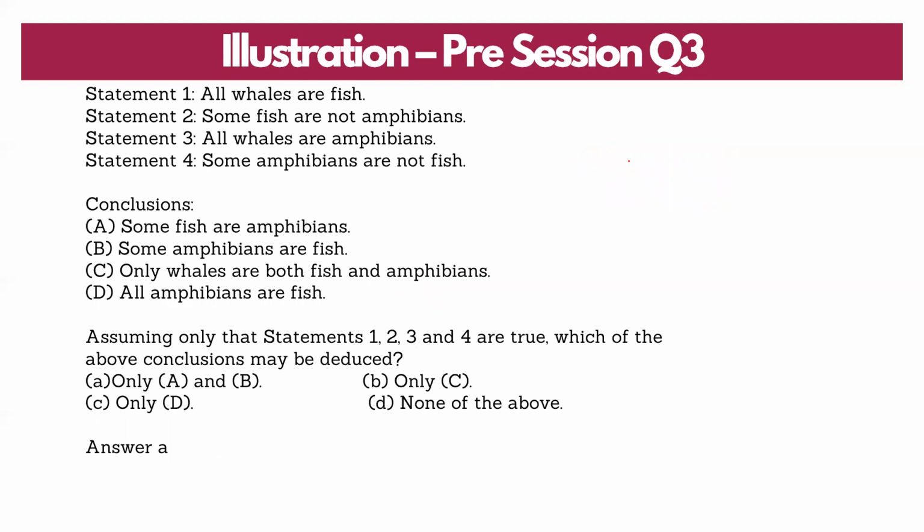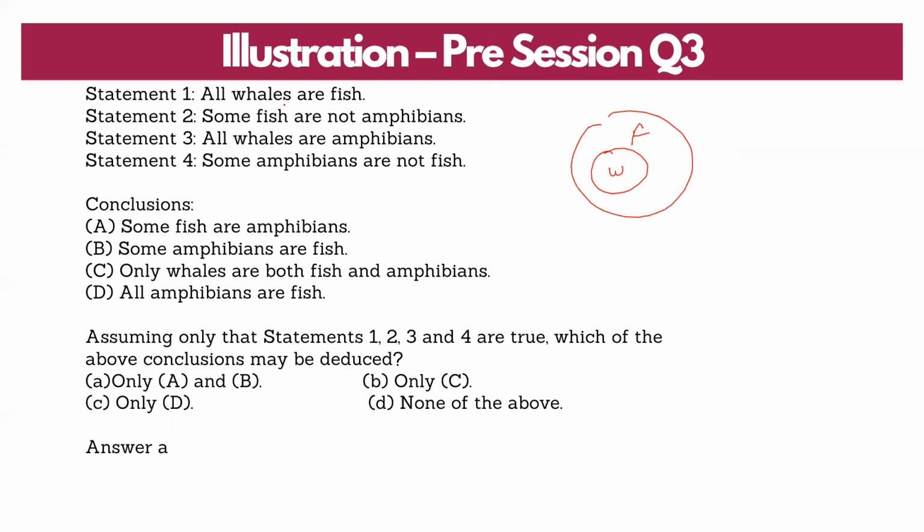Next, all whales are fish. Some fish are not amphibians. Okay, let me draw the diagram. All whales are fish. Some fish are not amphibians. I'm not drawing the diagram for "not"; I will see if it is required. As I said, "some A are not B" can be difficult to draw, so I'm keeping it apart. If need be, I will do it.